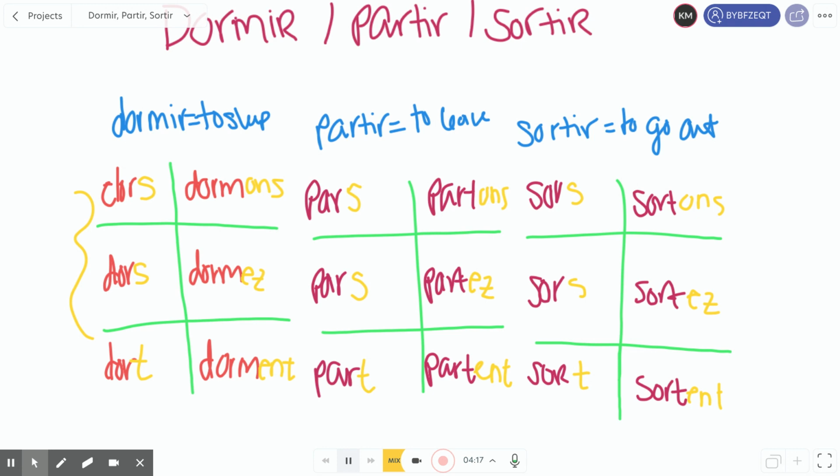So that's it for these three verbs today. They're quite simple as long as you know what you're dropping for that first half and what you're adding for that second half, as long as you remember what those verbs mean. So we have dormir, which means to sleep, partir, which means to leave, and sortir, which means to go out. It's really easy to get partir and sortir confused, so make sure that you are studying those and that you know what to do for those and you know what they mean.